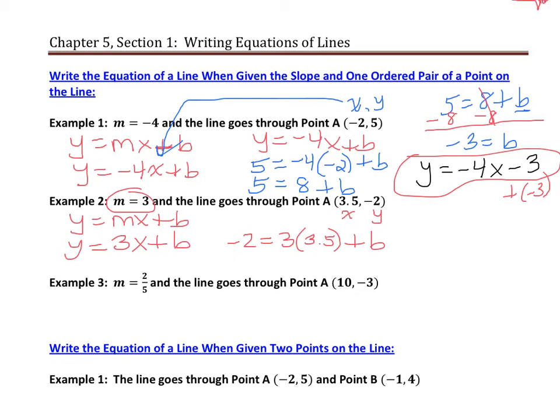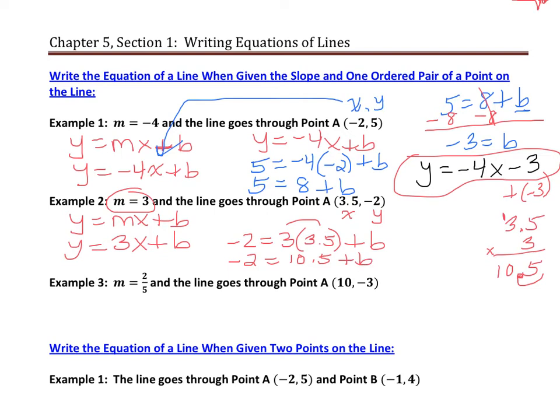Now we've got to simplify things here. 3 times 3.5. Well, I don't happen to know that off the top of my head, so I'm going to do some long multiplication. 3 times 5 is 15. I've got to carry that 1 over there. 3 times 3 is 9, plus 1 is 10. Now I have one decimal place here, so I start from the right and I move that right in there. So 3.5 times 3 is 10.5, or 10 and 5 tenths. So I've got 10 and 5 tenths plus b.